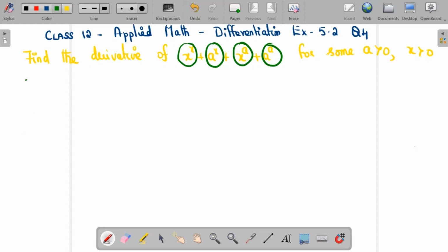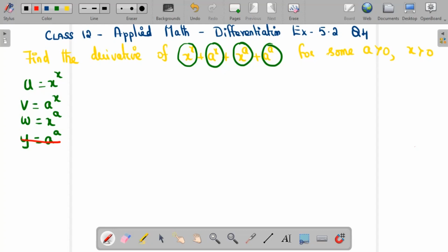So I'm going to treat u is equal to x power x, v is going to be a power x, w is going to be x power a, and y is going to be equal to a power a. Now I'm going to differentiate each of these terms, and then add them and write the answer. If you look at the last term, a power a, both a and the power are constants. Anytime you differentiate a constant, you will end up getting the answer as 0. So as far as the last term is concerned, we don't need to do any differentiation. We can simply ignore it.